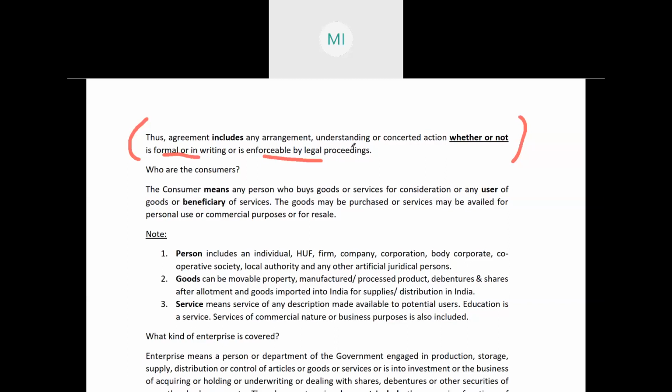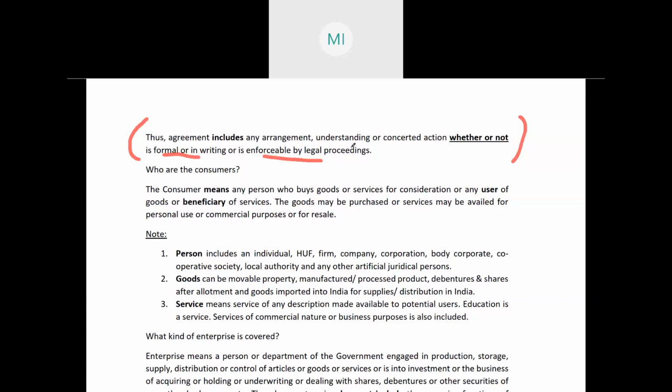So in the Competition Act, the first thing you have to check is whether it is an agreement or not. For that, you have to check whether it includes any kind of arrangement or understanding or concerted action. It need not be formal or in writing. It need not be enforceable by law also, right?